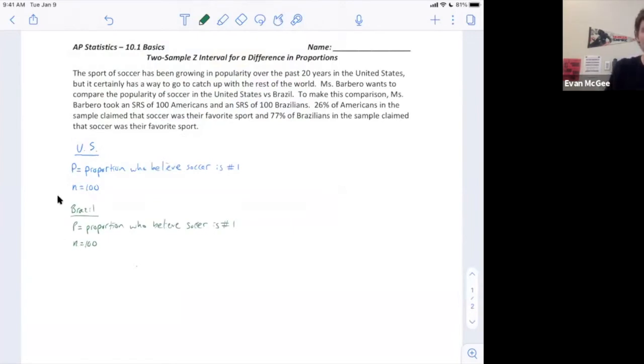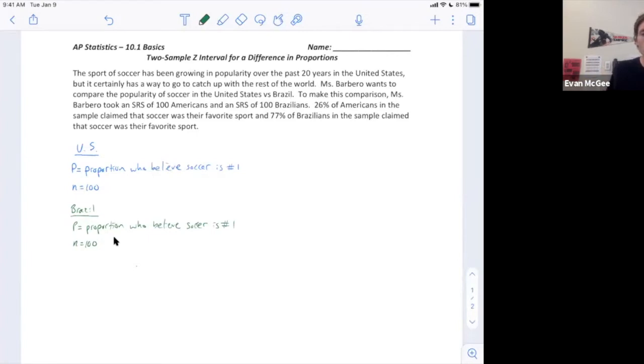So this is the information we've been given. And we've taken 2 separate samples. You have to understand they're not the same sample because one's from Brazil and one's from the US. And we want to try and compare how different these 2 proportions are. Right now our best guess is that 26% of Americans believe soccer is their favorite sport, and 77% of Brazilians think that soccer is their favorite sport, because in Brazil volleyball is pretty popular, so it's probably not 100%.